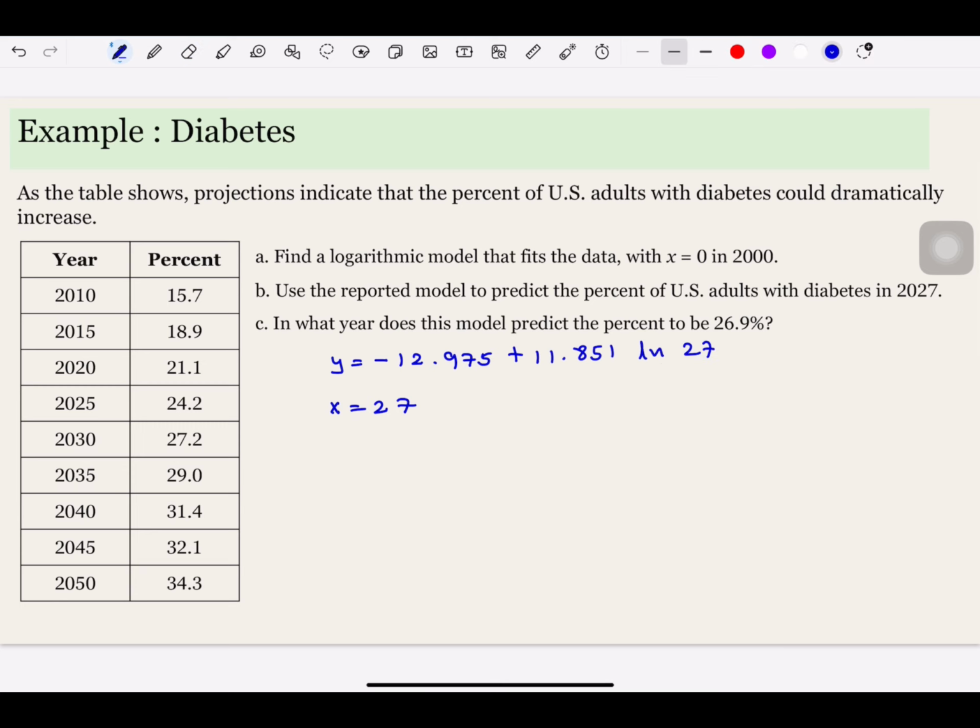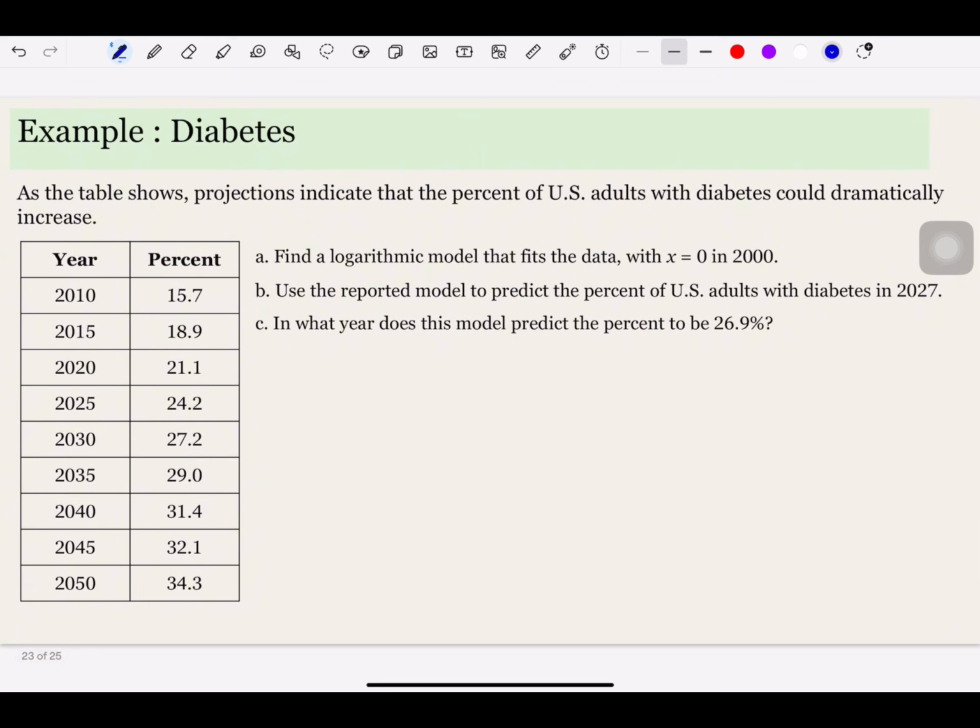Now you have to simplify this. To simplify this, you can use your calculator. And if you simplify this, you'll get the number 26.1. So this is the approximate percent for 2027. Okay, moving on to the third part.